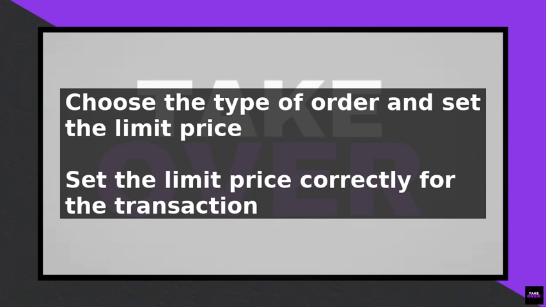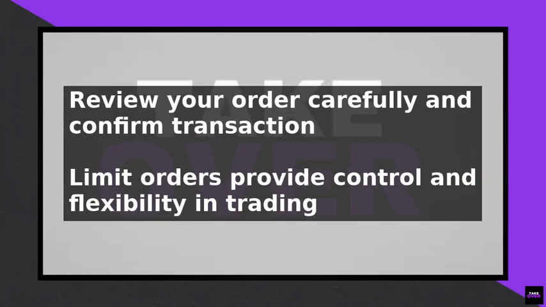It is essential to note that limit orders are not guaranteed to be executed, as the market price may never reach the limit price. However, they provide a level of control and flexibility that can be beneficial in certain market conditions. In conclusion, placing a limit order on Uphold is a straightforward process that requires careful planning and attention to detail. By following these steps and understanding the key concepts, you can use limit orders to manage your risk and achieve your trading goals. Remember to always review your orders carefully and stay informed about market conditions to get the most out of your trading experience.